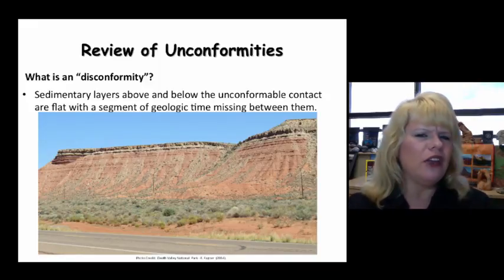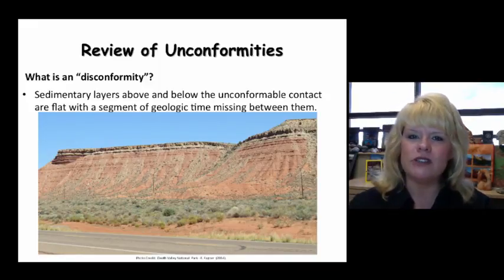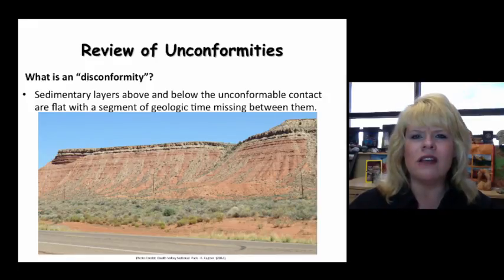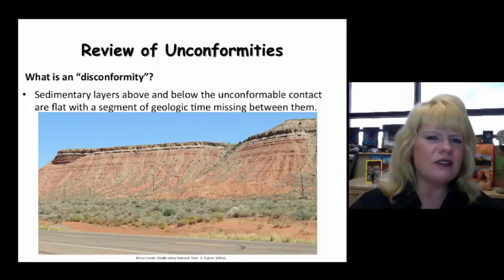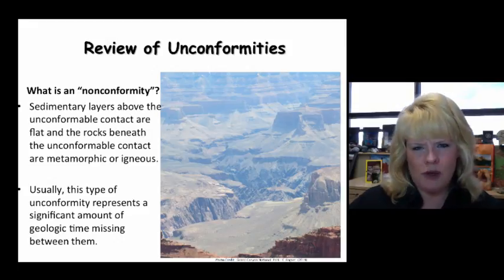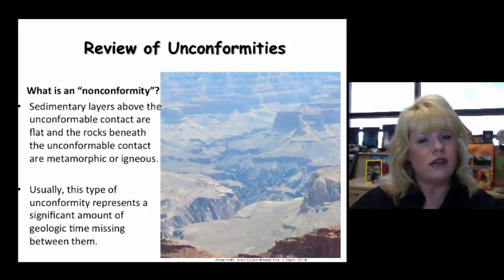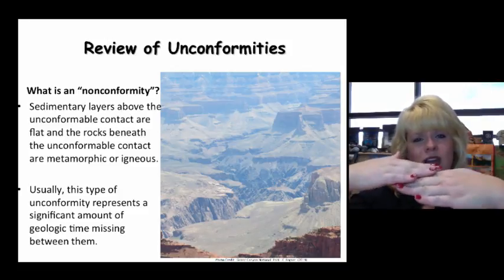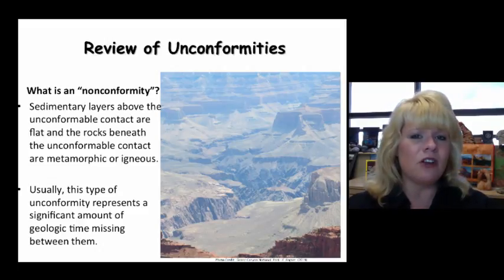So you might wonder, how can you really figure this out? You usually need to look for fossils. This is where the law of fossil succession becomes very important, because we can look at sequences of fossils to tell if we're missing something in between. A nonconformity is where you've got an igneous or metamorphic rock formation at the bottom, overlain by flat, newer sedimentary rocks between them and the unconformable contact.